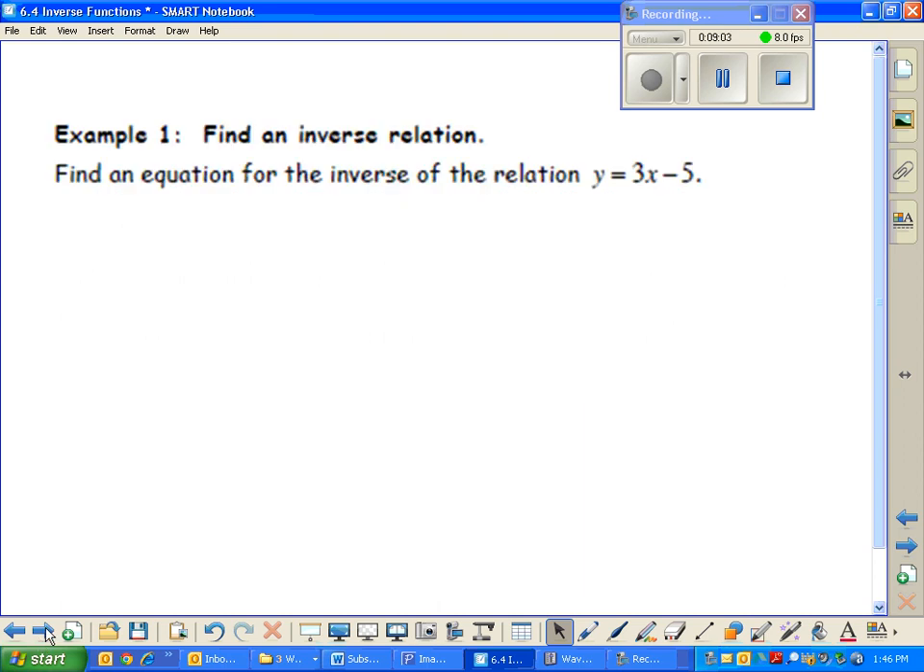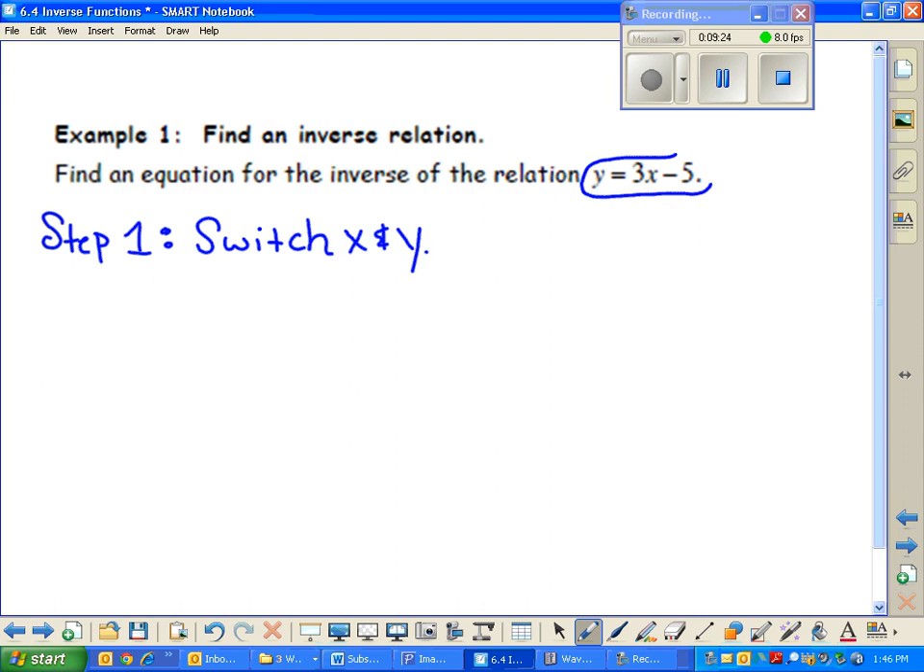In example 1, it says find an inverse relation. These are pretty straightforward problems, I think, in my opinion. Step 1, we switch x and y, or interchange x and y. So you look at your original function up here. Y equals 3x minus 5. We're going to interchange our x and our y. So instead of writing y equals 3x minus 5, we write that as x equals 3y minus 5.